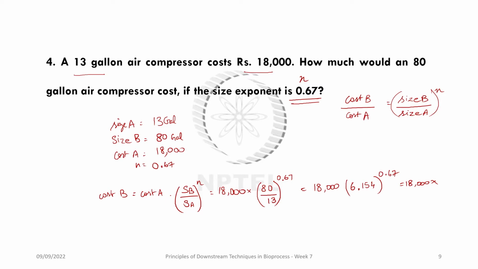6.154 raised to the power 0.67 is 3.3785. So I'm going to take it as 3.379. 3.379 into 18,000, which is 60,822 rupees. Correct?